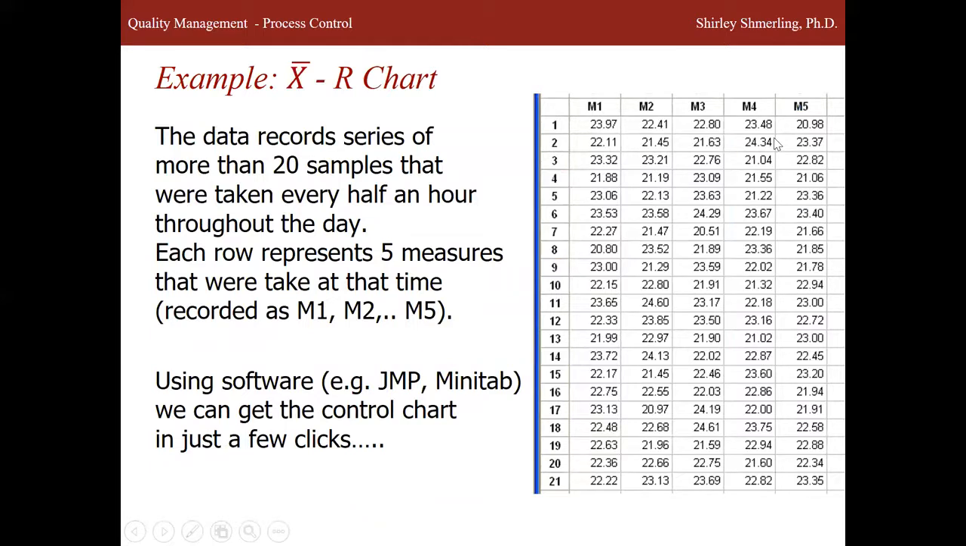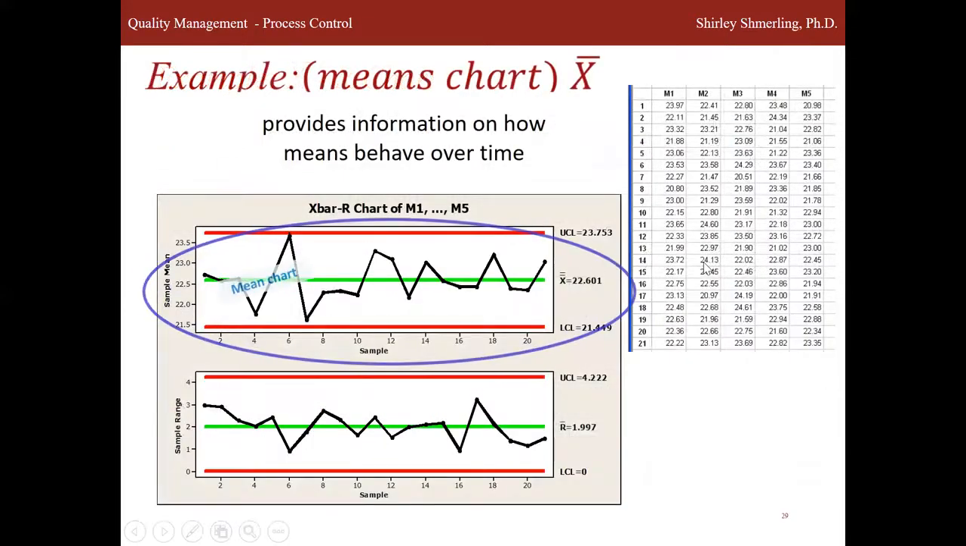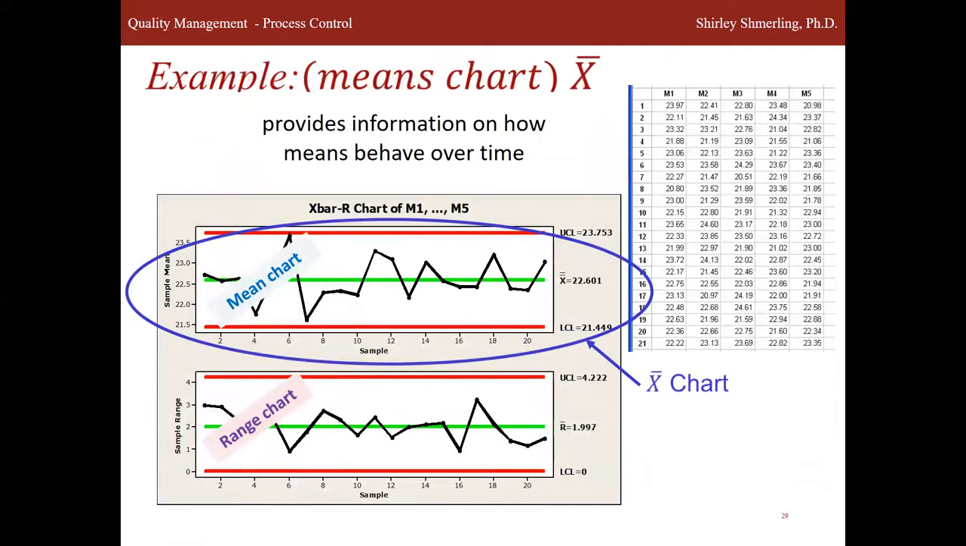The data you see here shows a series of more than 20 samples that were taken every half an hour throughout the day. Each row represents 5 measures that were taken at that time and recorded as M1, M2, all the way through M5. Using software like JMP or Minitab, we can get the respective control charts in just a few clicks. The visuals show 2 charts. The top chart is called the X-bar chart and provides information on how the means behave over time.